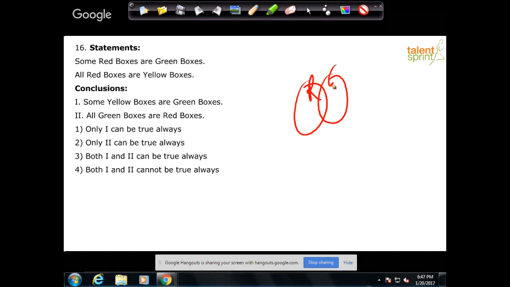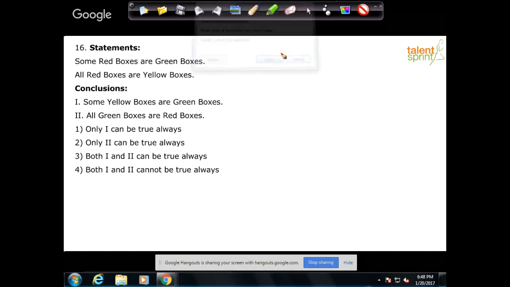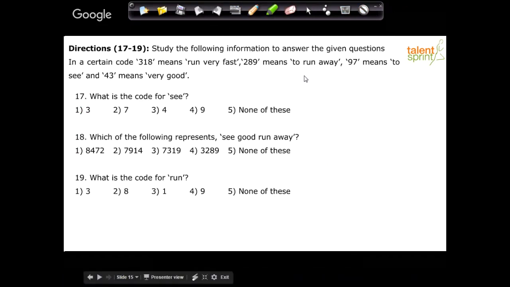Red boxes are also green boxes. This is the common area that is represented. Then they say all red boxes are yellow boxes. Therefore, yellow is the larger set for R. And then if you see, some yellow boxes are green boxes would be represented by this area. True. Then all green boxes not red definitely does not hold true. Therefore, 1 is the answer. Great. Akanksha thumbs up says she has understood. Let's move on to the next question.